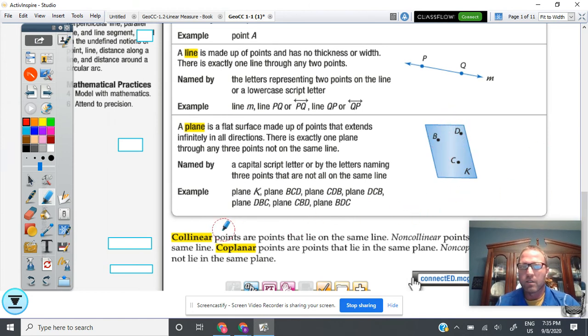Our two words here are collinear and coplanar. Collinear just means in the same line. A common mispronunciation when people are reading it is "collinear"; it is collinear. And then we have coplanar here, which means in the same plane. That means they're all on the same piece of paper.